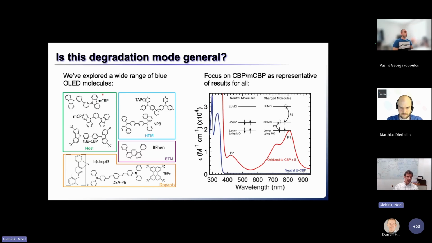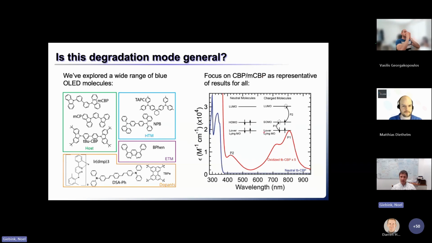And so since then, we've looked at a range of different molecules, host molecules. These are all carbazole-based host molecules, hole transport materials, electron transport materials, and various different dopants, phosphors, fluorescent molecules, TADFs, things like that. And because I'm limited on time, I'm just going to focus on the carbazole-based hosts as representative of the results for pretty much everything that we've looked at so far.